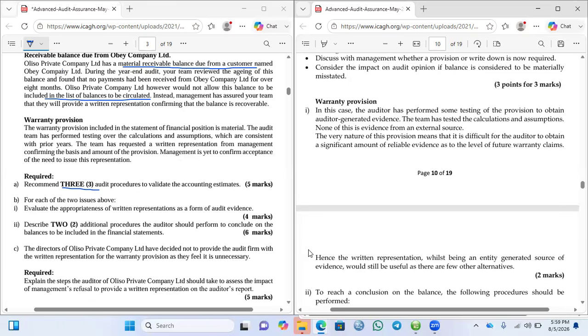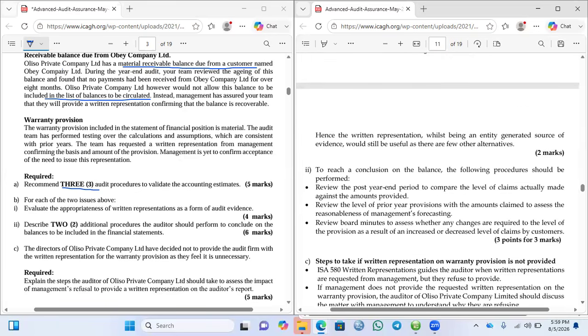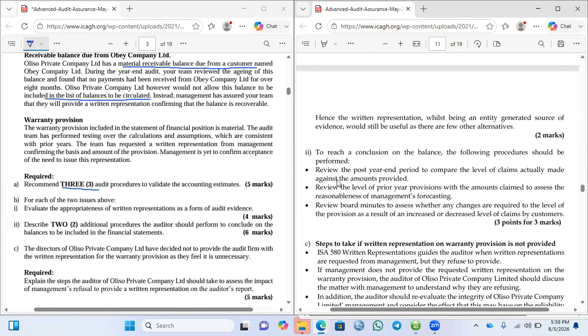And some of the procedures you can perform. It says, to reach a conclusion on the balance, the following procedures should be performed. Review the post-year end period to compare. So you can compare the previous years and see the level of claims that actually occurred, so that you can compare with the provision and see if it's reasonable.